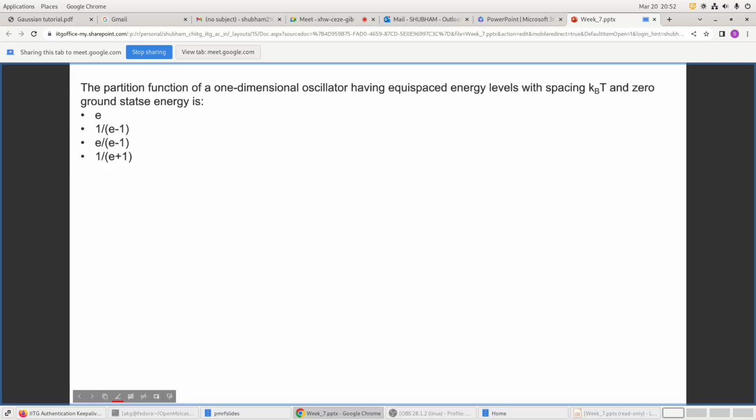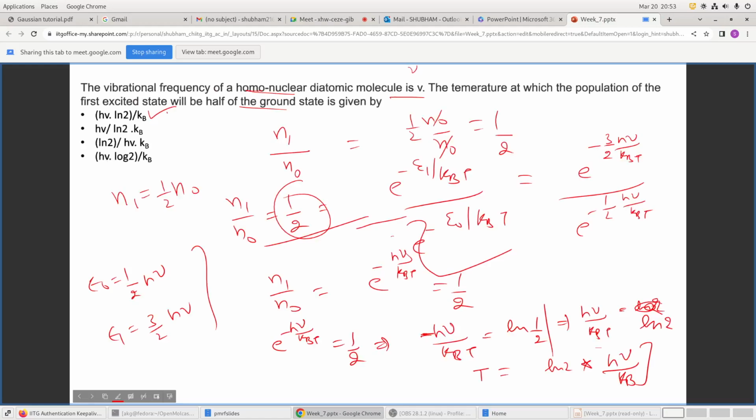The partition function of a one-dimensional oscillator having equispaced energy and spacing is kBT. Zero ground state energy is. The partition function of a one-dimensional equispaced. Okay, this is equispaced, so I think let me check this question again.